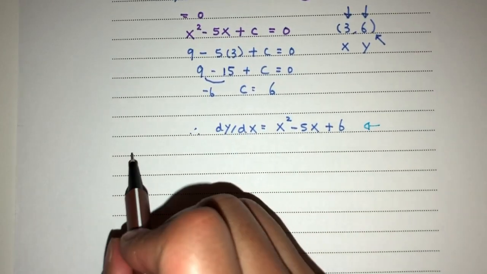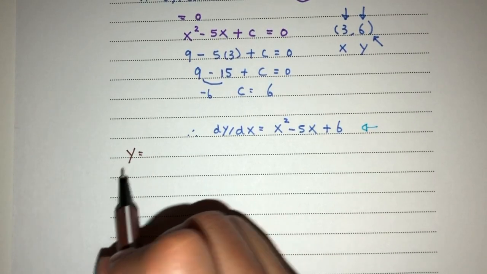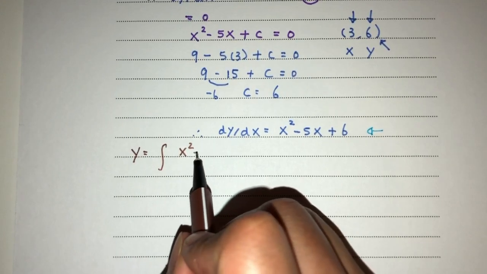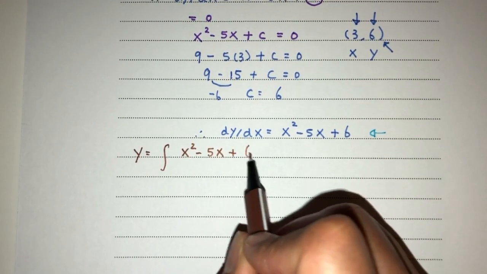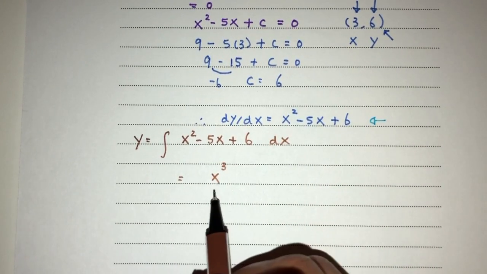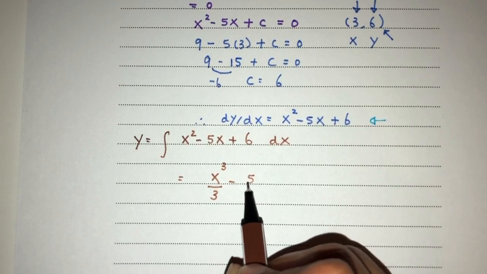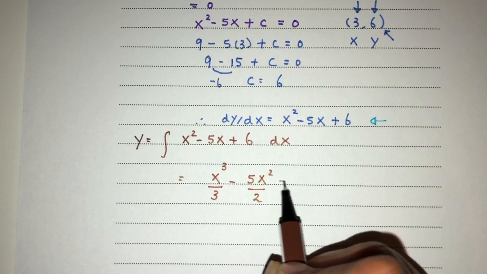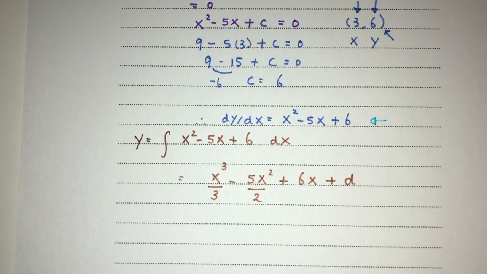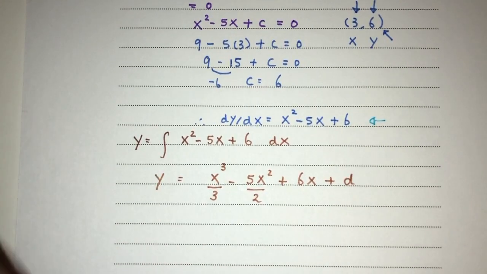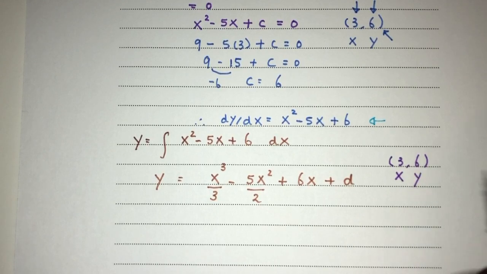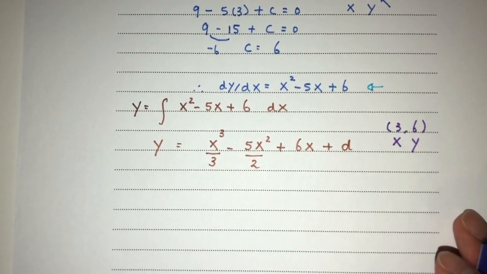Now from this, we have to find the value of y. Y is equal to the equation of curve, integration of dy by dx. So it is this one. That will give you x power 3 over 3 minus 5x squared over 2 plus 6x. Now plus d, because we have used c already, let's use d now. This is y. Now we have to use the passing point, 3, 6. That will be x and y. We place back in your main equation to see what you have.